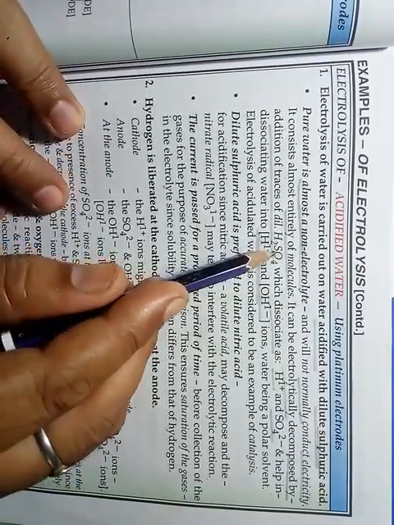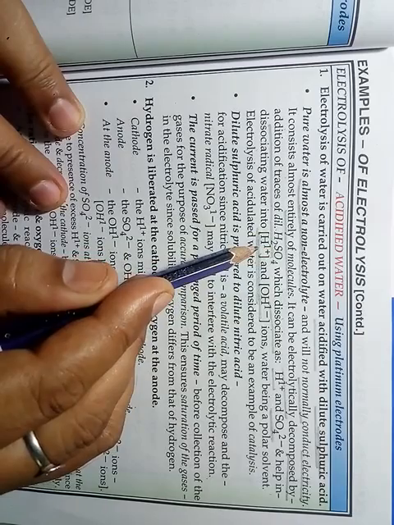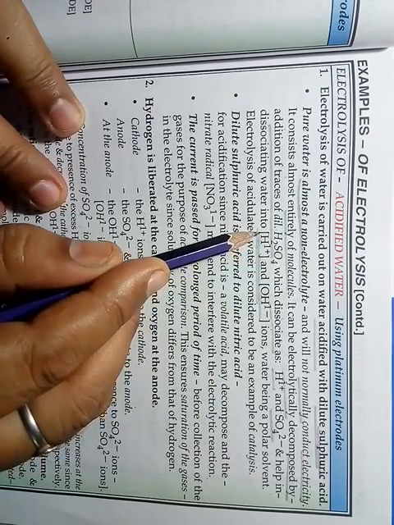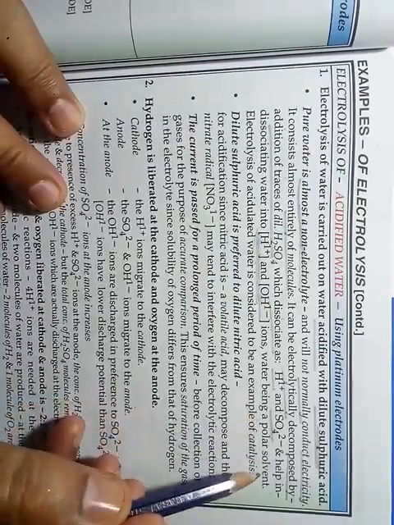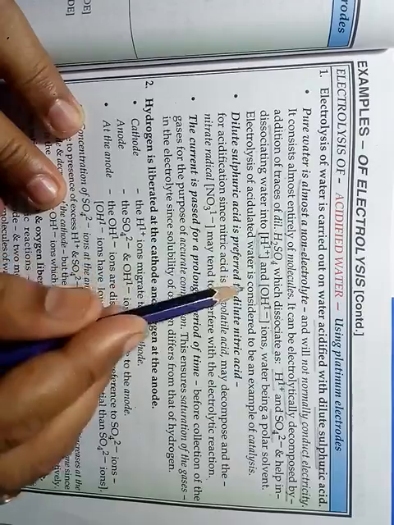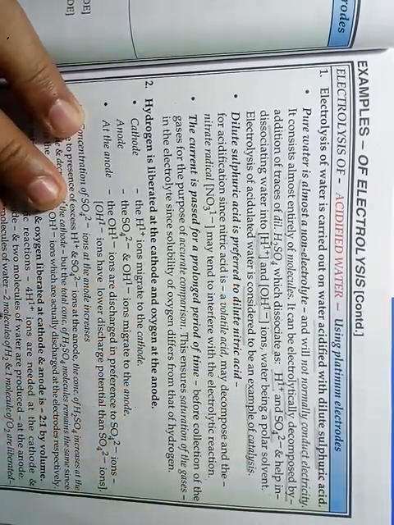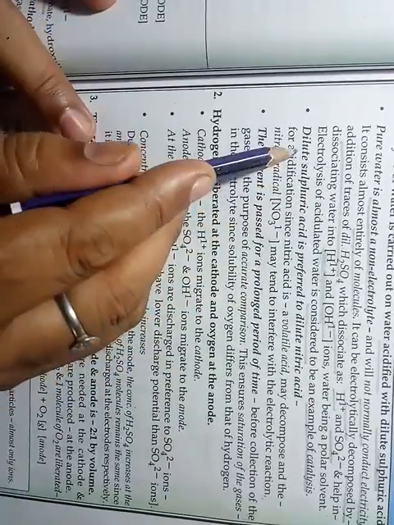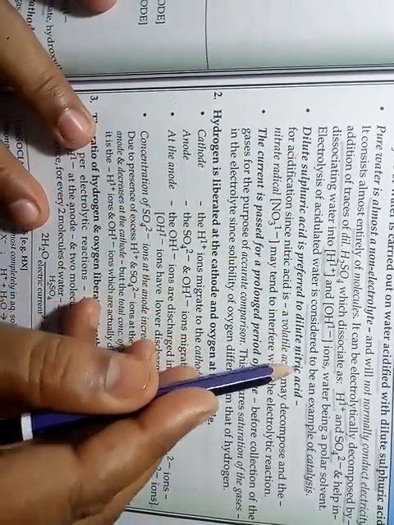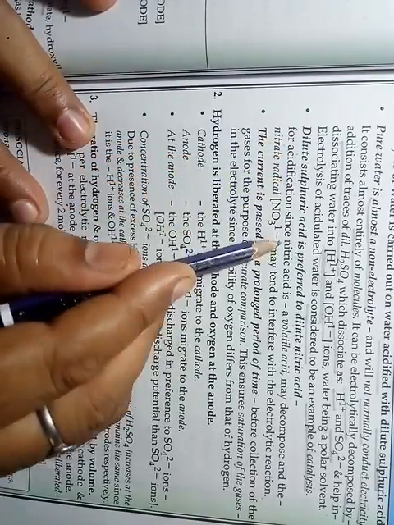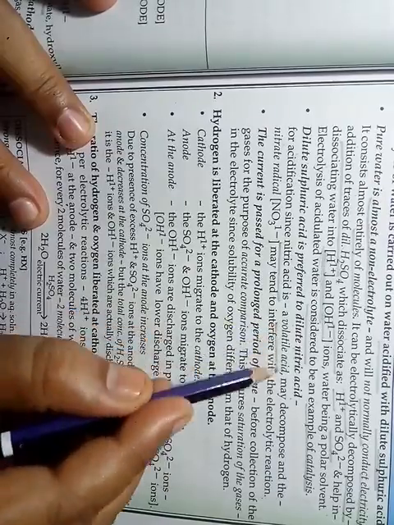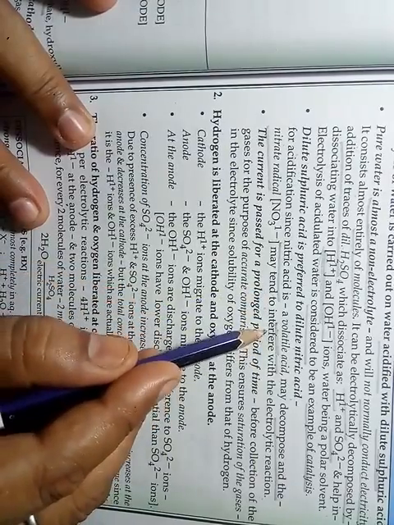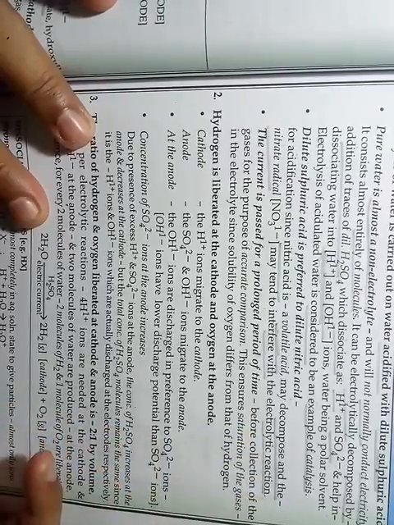So the sulfuric acid which we add to water helps to change water molecules into ions, water being a polar solvent. Electrolysis of acidulated water is considered an example of catalysis, because sulfuric acid acts here as a catalyst. Dilute sulfuric acid is preferred to dilute nitric acid for acidification, since nitric acid is a volatile acid, may decompose, and the nitrate radical may tend to interfere with the electrolytic reaction.